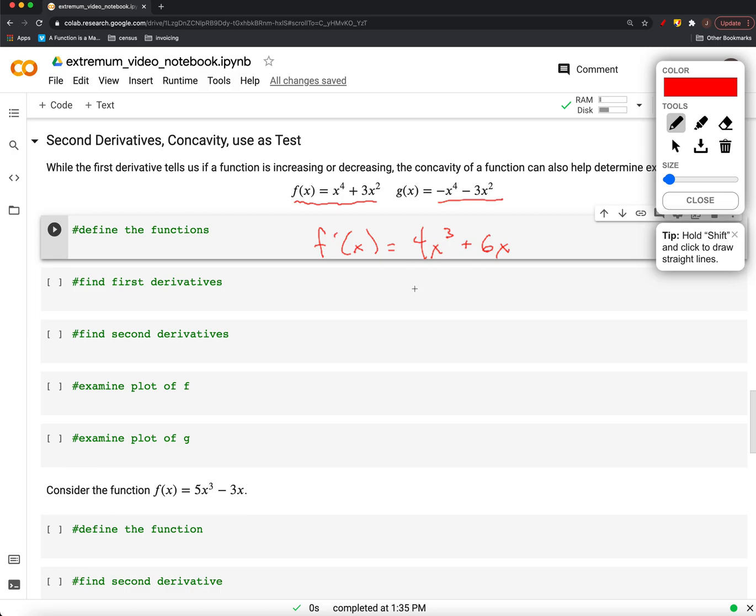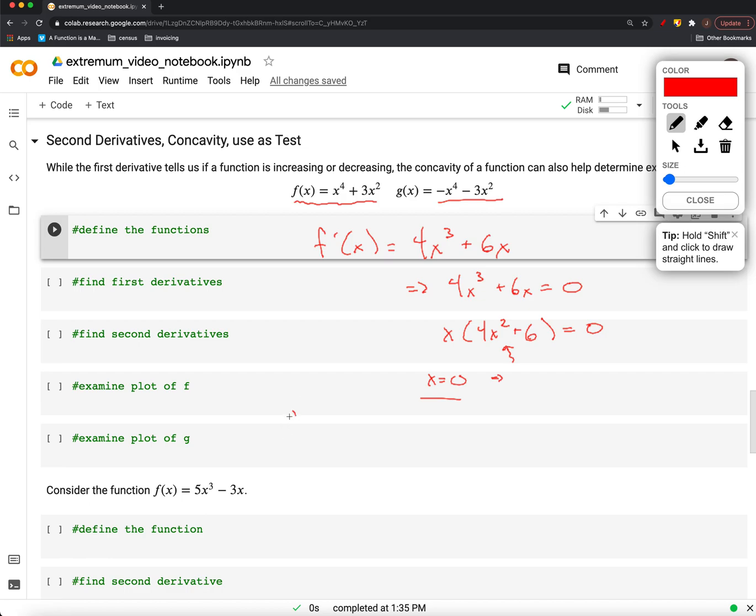I need to know where this thing equals 0. So where does 4x cubed plus 6x equal 0? Well, wherever x times (4x squared plus 6) equals 0, that's going to be at x equals 0. And with a cursory glance, you'll subtract 6 and divide, and you'll have a negative number. There's no square root of a negative number, so the only critical value here is at x equals 0. These are not real numbers, and we're only interested in real numbers for now. Okay, so our critical value is at x equals 0.